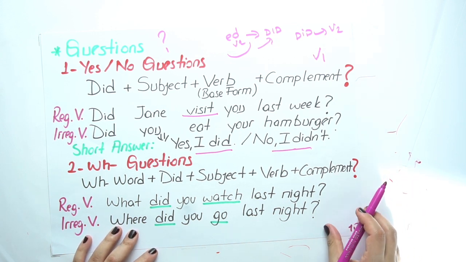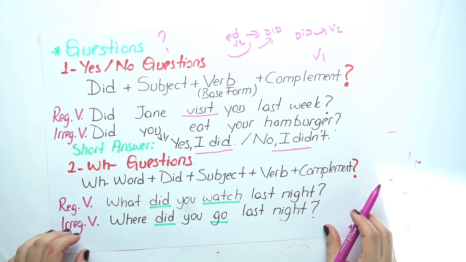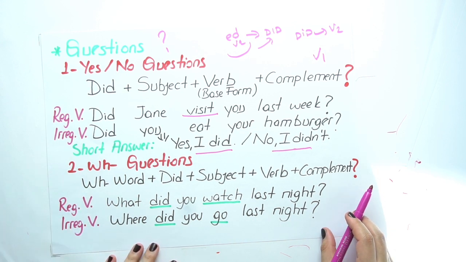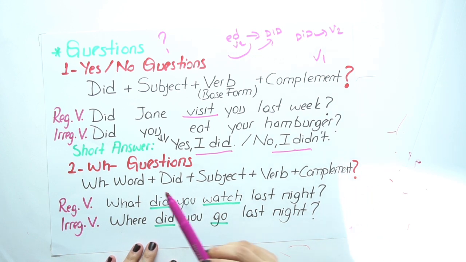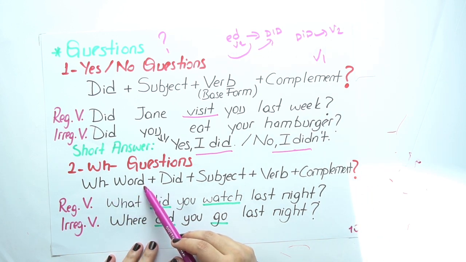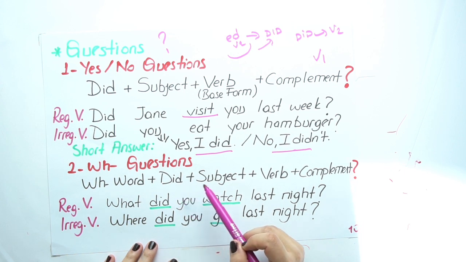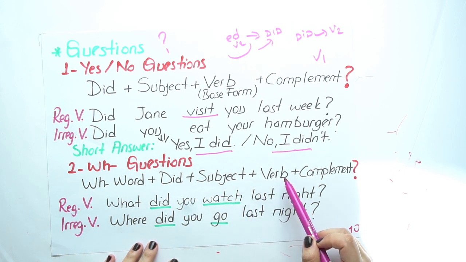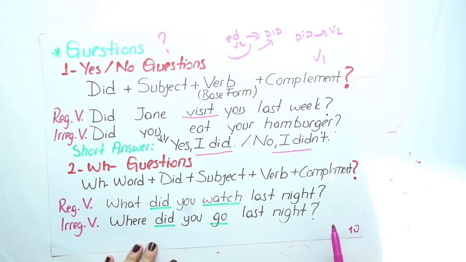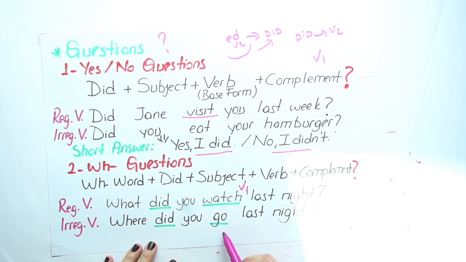Let's move to WH questions and finish our class today. WH word and did, then subject, verb, and complement. It again doesn't matter whether it is regular or irregular. What did you watch last night? Verb 1. Where did you go last night?